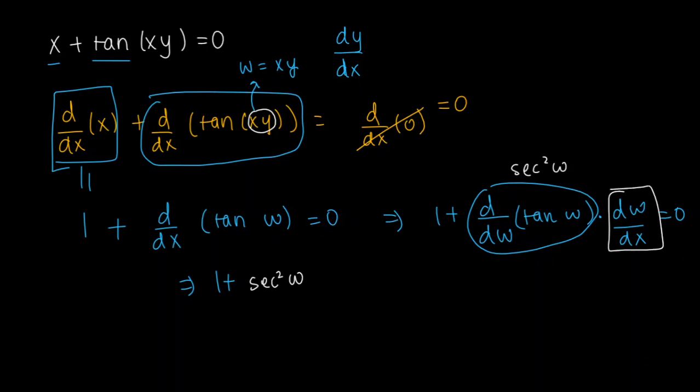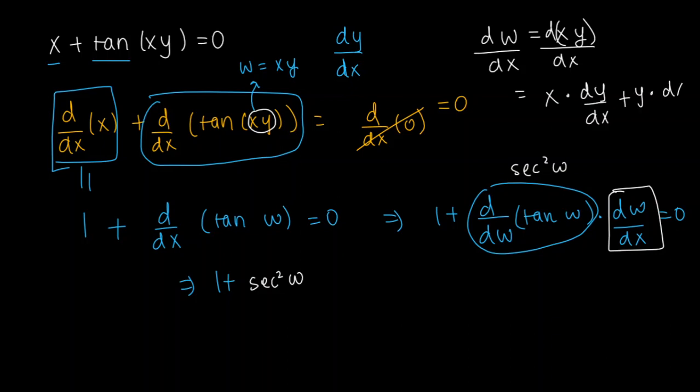We still have not found dw over dx, so w is equal to x times y, and what that means is that dw over dx is equal to d over dx of x times y. So this is just a product of two functions, x and y. Y is a function in its own right, but let's skip that for now. So let's say we multiplied x times the derivative of y, so x times dy over dx, plus y times dx over dx. That's just the product rule.